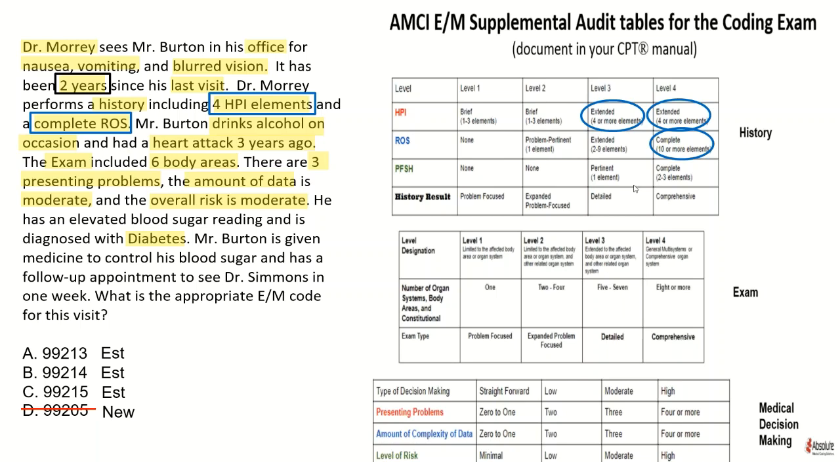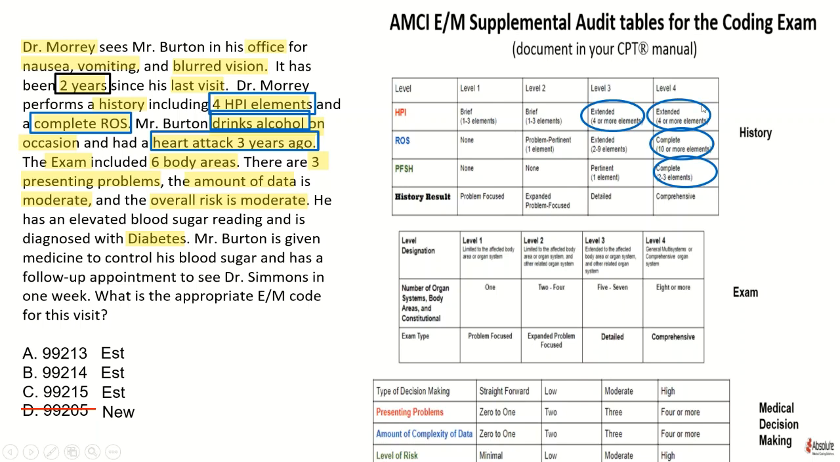All right, so great job, Patricia. I like that. I like that, Sarmi. So you're saying 2 for the PFISH. So PFISH is your past, family, and social history. So it tells us that this patient drinks alcohol on occasion. That's considered part of his social history. And he had a heart attack 3 years ago. That's part of his past history. Okay, so we have 2 elements that were covered here, the social and the past history. So that would be 2 elements for our PFISH. So we're going to circle that. If you have 2 to 3 elements, it's a complete PFISH. So that falls under level 4.